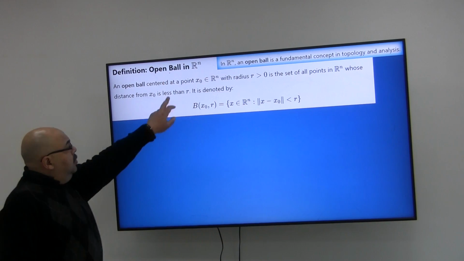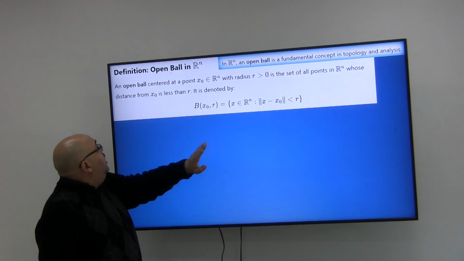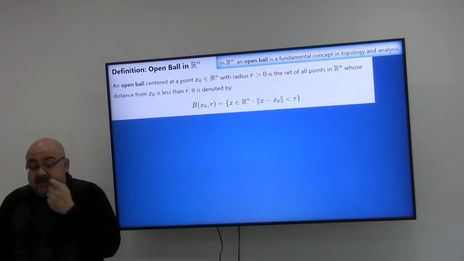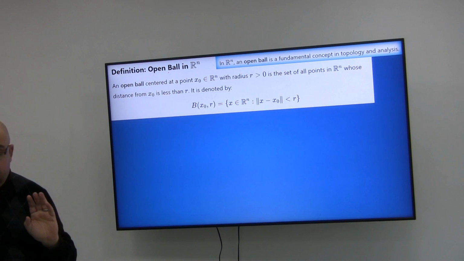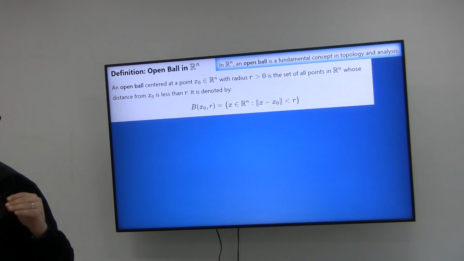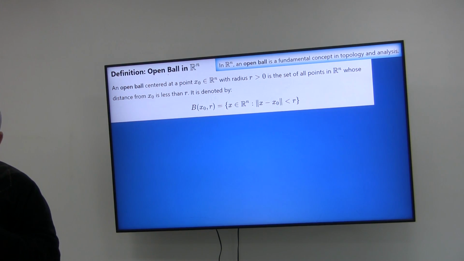at point x naught with radius r greater than 0 is the set of all points in Rn whose distance from x naught is less than r. Thus, the idea of an open ball is to pave the way for the limits and how a function is approaching a certain value.